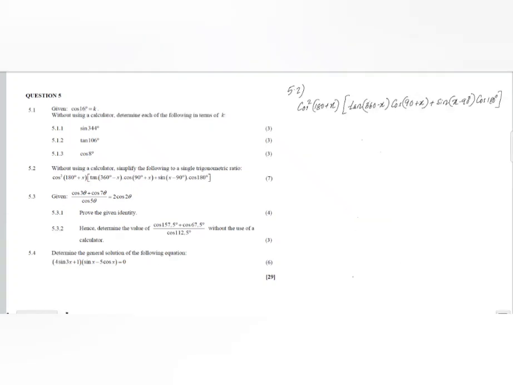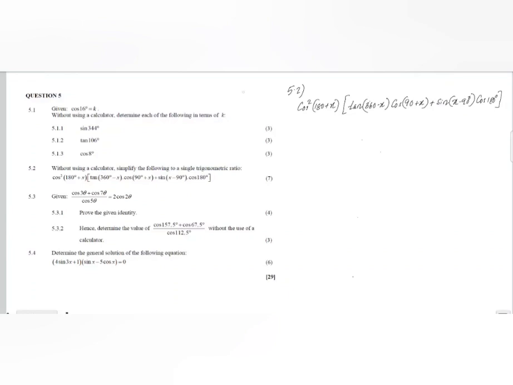Okay, now coming to question number 5.2. What is that? Without using a calculator, simplify the following into a single trigonometric ratio. You can see what it is. It is purely a reduction formula.